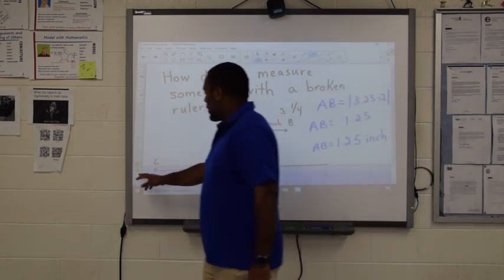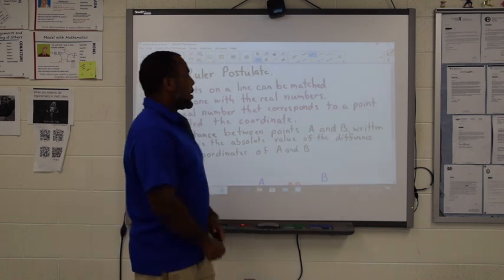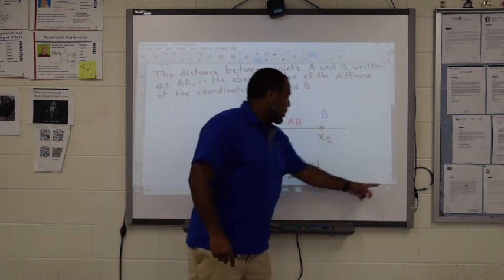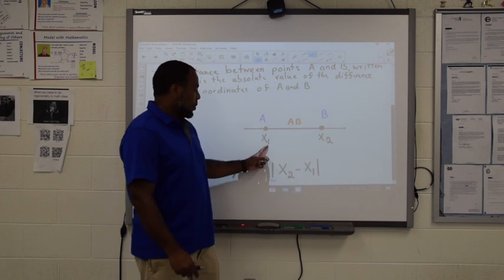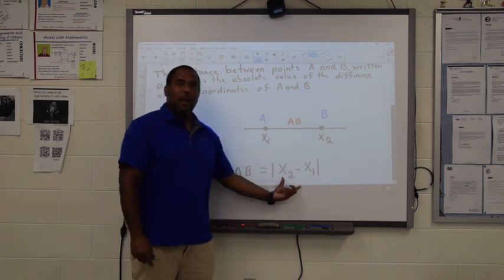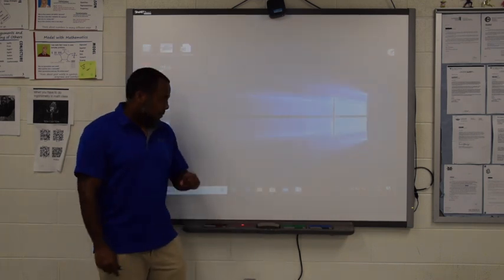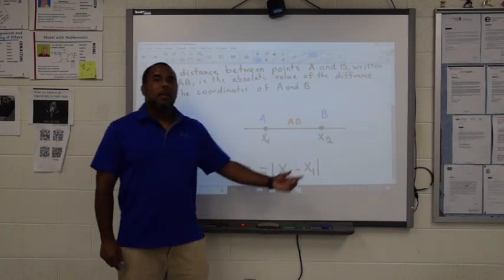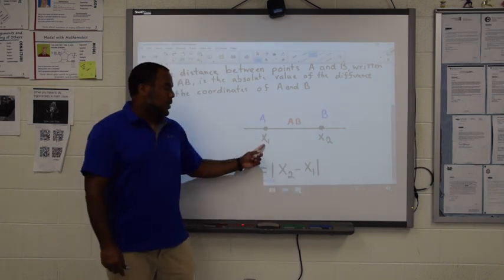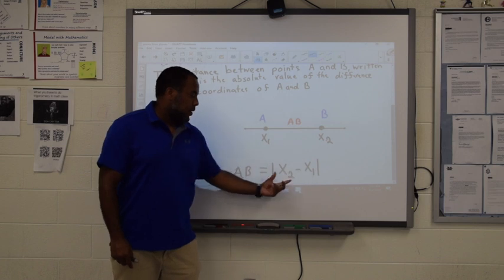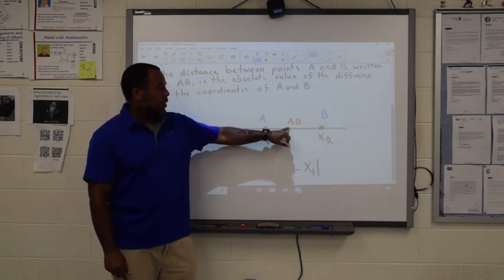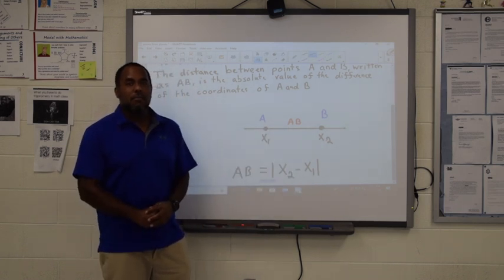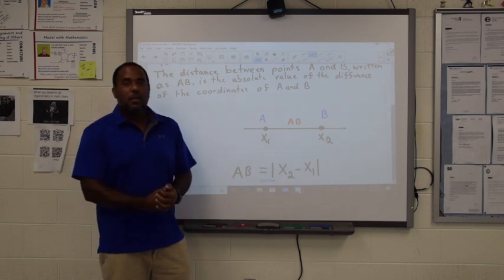So looking forward, literally it says, look at this number, look at this number. Subtract them and take the absolute value. Look at this number, look at this number. Subtract them and take the absolute value. And that's how far A to B is. That's the ruler postulate.